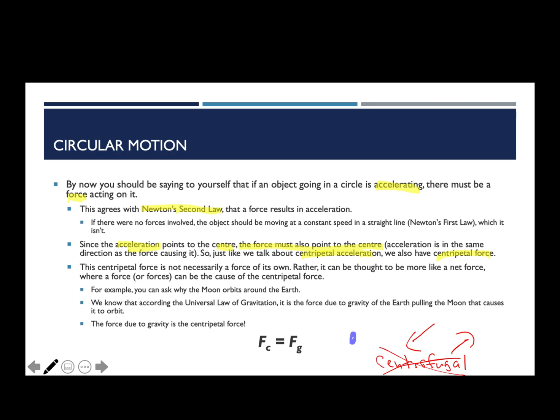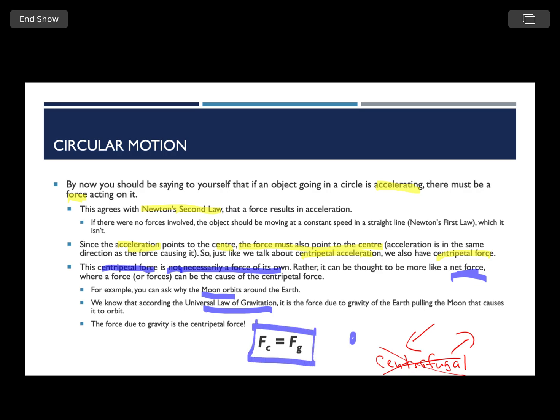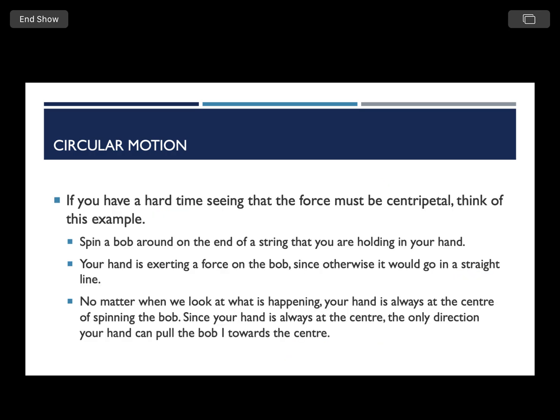Okay, now another thing to realize is that centripetal force is not necessarily a force of its own. Rather, it's more like a net force, because it can be caused by multiple different things. So for example, when we're talking about the moon, that can be caused by gravity. If we're talking about our bob on a string, we're talking about the force of tension. But we can say that our centripetal force in one case is a gravitational force.